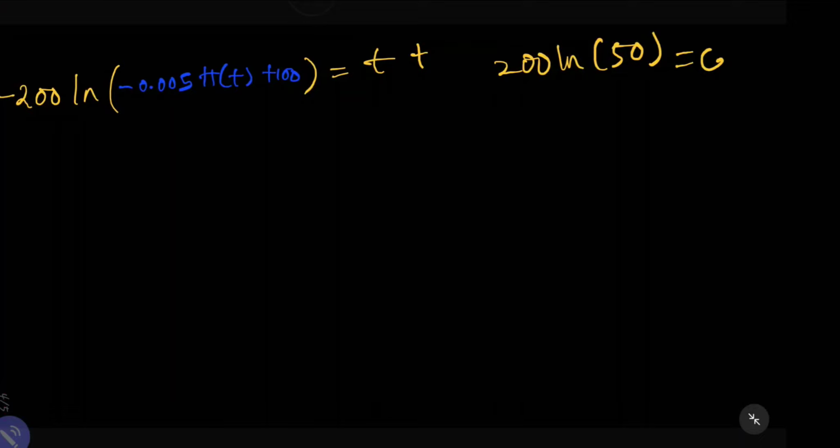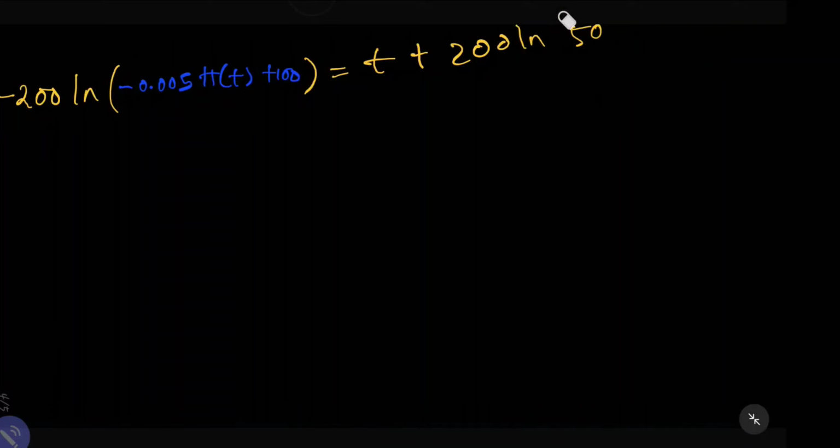Oh, that's my pen messing up there. So we can as well remove this c. Okay, I don't know why this is acting up. We have 200 natural log of 50, which is our c. I think I should just wipe that. 200 natural log of 50, which is our c.